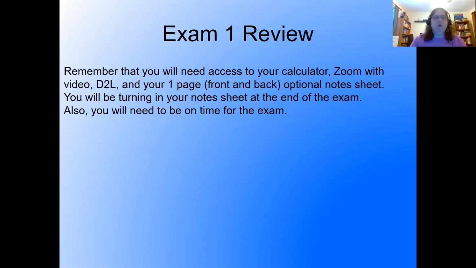First, just a couple of quick reminders for you. Remember that you will need access to your calculator, Zoom with video, D2L, and your one-page front and back optional note sheet. If you decide to go for the note sheet, and I expect pretty much all of you will, please remember you need to turn in your note sheet at the end of the exam. You will be turning it into the assignments area under D2L. Also, please remember that you need to be on time for the exam, to make sure you have enough time to devote to it.